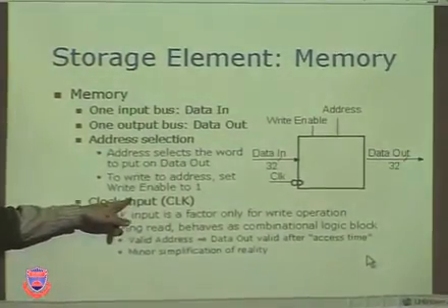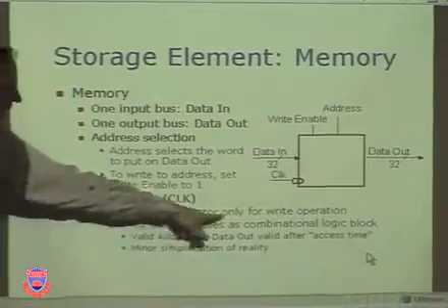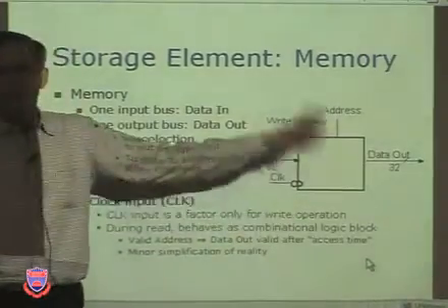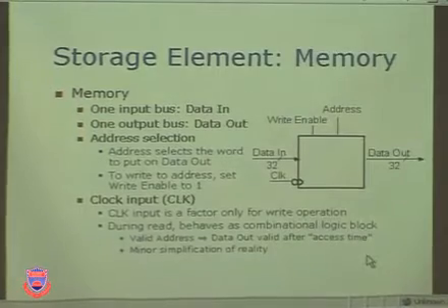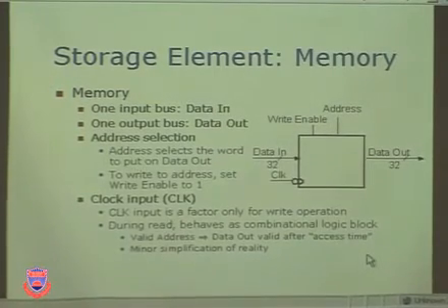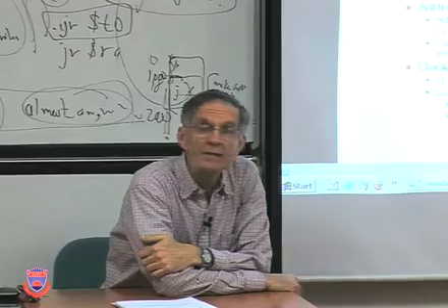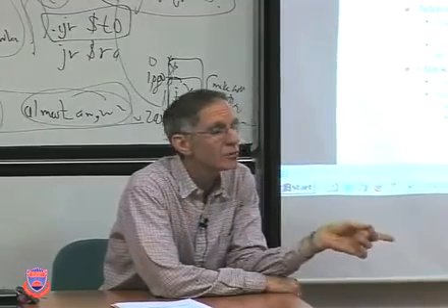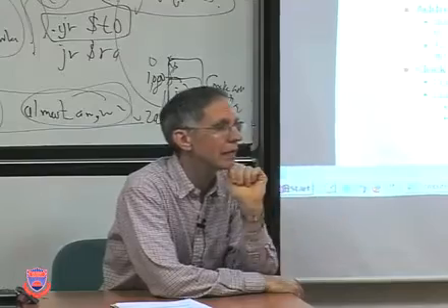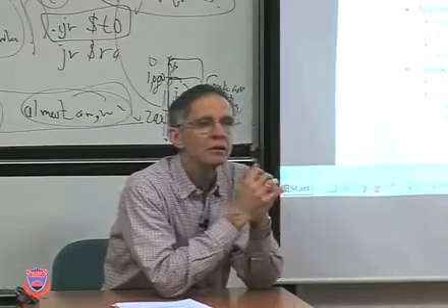Okay, again, the same thing here. Look at this. The clock input is a factor only for writing. We're going to make a minor simplification of reality and say when reading, it behaves combinationally. Give the address. A little while later, the data you want to read has popped out on the outputs. Okay? So we're going to think of it as combinational for reading, but sequential for writing. That will help us to model this.